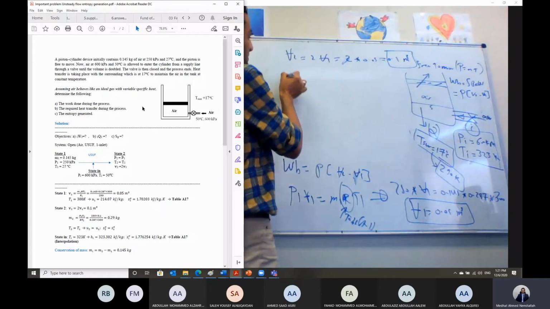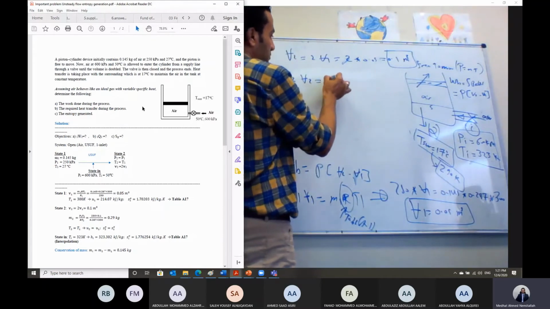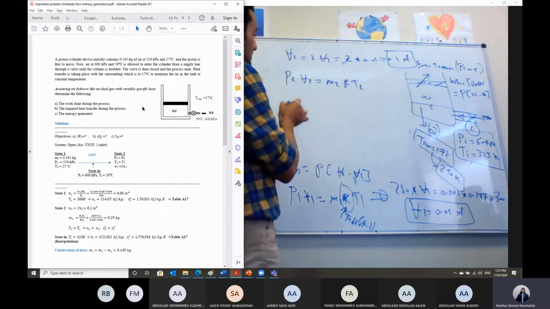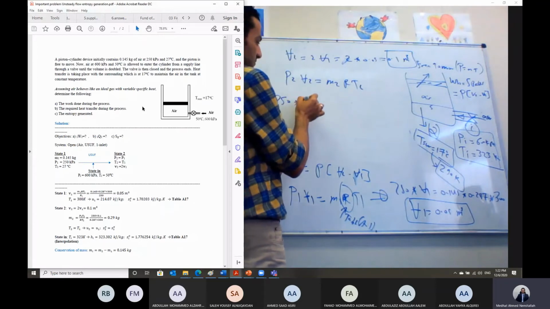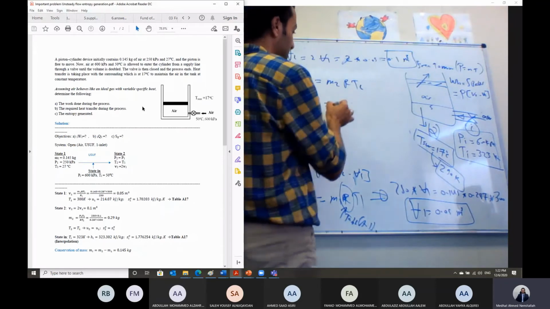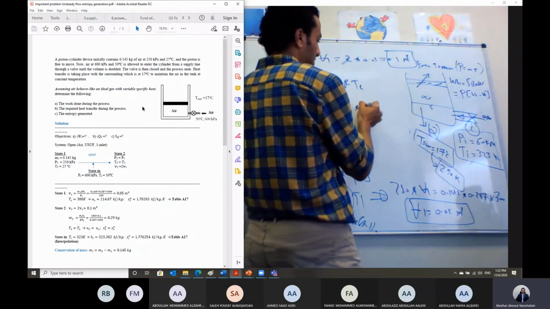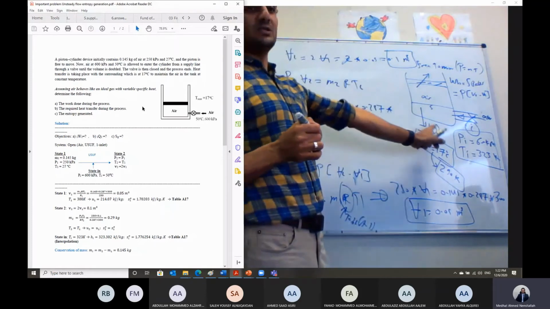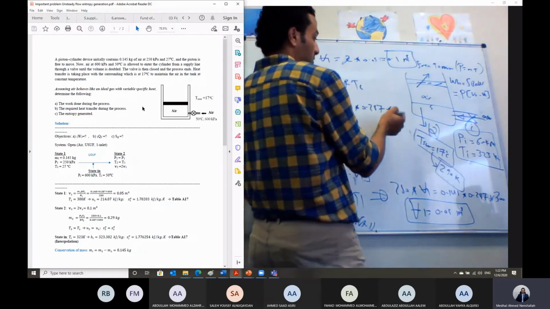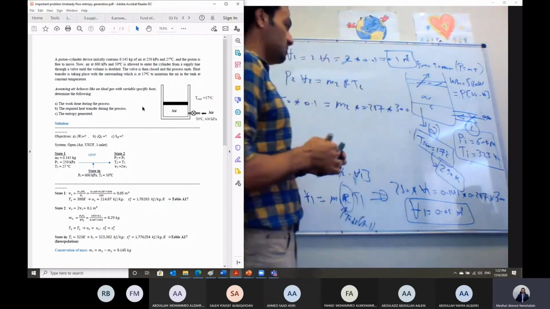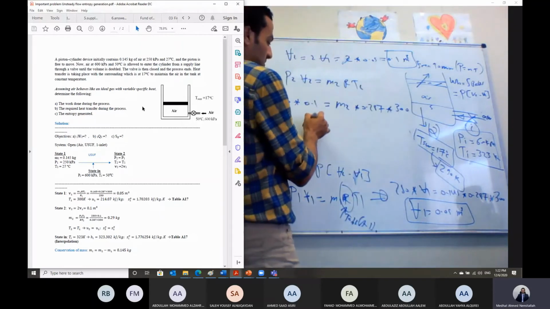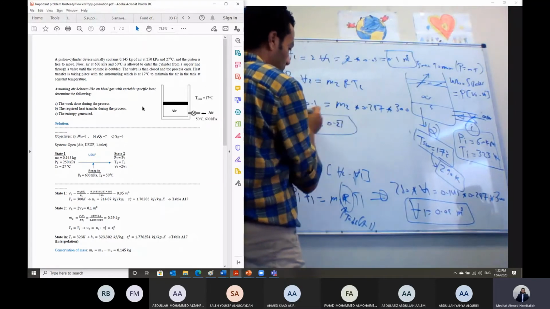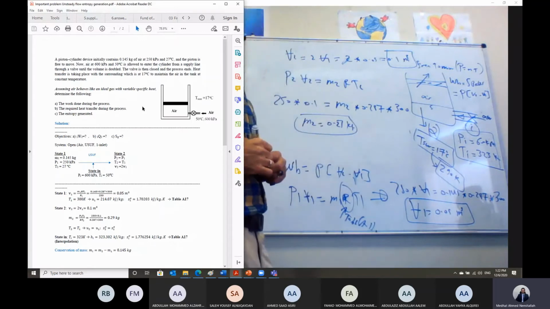So P2 is the same as P1, so we can say P2 V2 equals m2 multiplied by R multiplied by T2. P2 is the same as P1, 250, multiplied by V2, which is 0.1. That should equal the final mass multiplied by R, 0.287, multiplied by T2. The problem says heat has been transferred to keep the temperature the same, so T2 is the same as T1, which is 300. By this we can calculate the final mass, which equals 0.27 kilogram in this case.